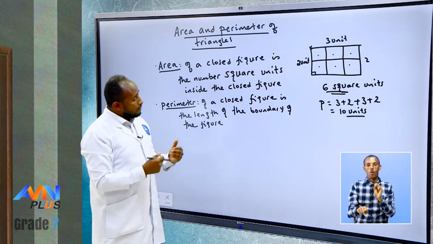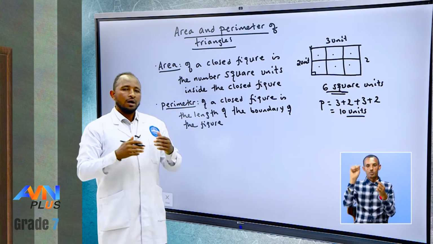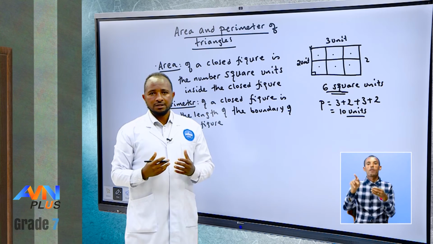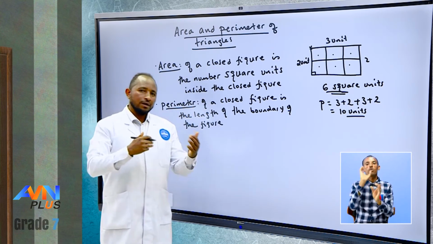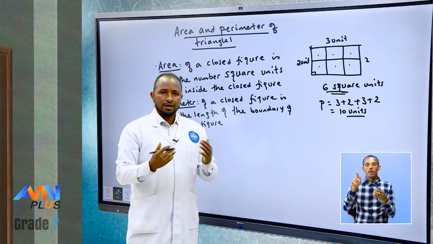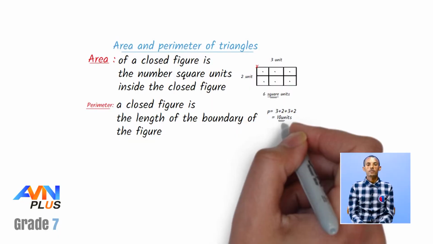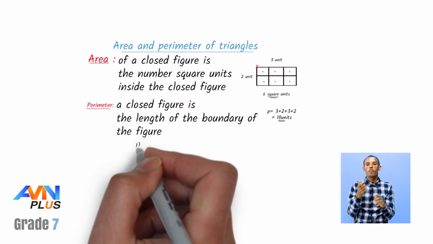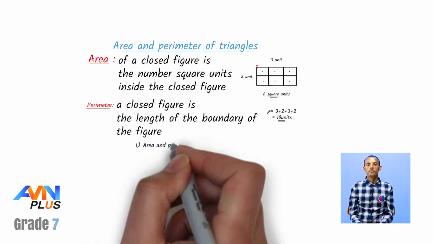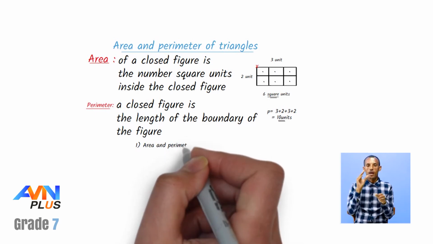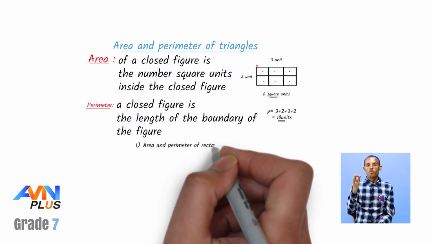So before directly proceeding to area and perimeter of triangles, let's revise how to calculate area and perimeter of square and rectangle. So let's start from rectangle: area and perimeter of rectangle.